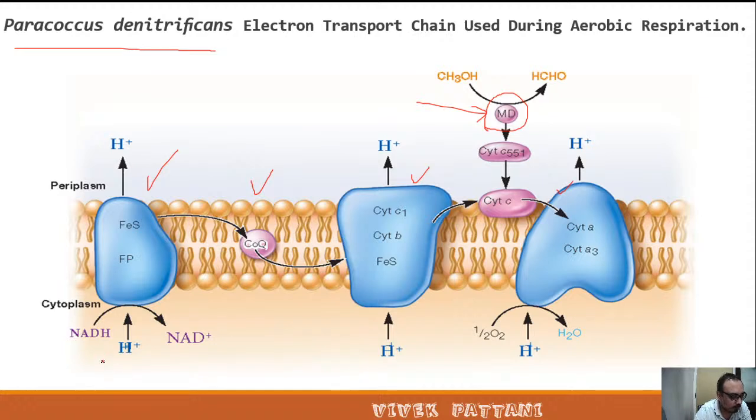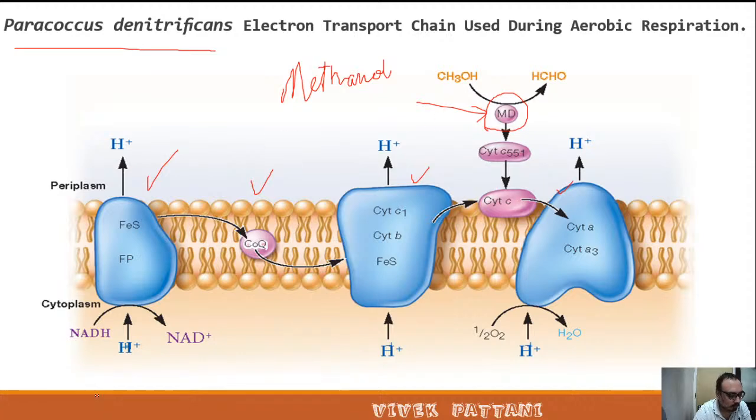I am repeating the whole process again. NADH will be converted into NAD, hydrogen ions will be pumped into the periplasm. The electrons are transferred from FES to coenzyme Q to cytochrome B, FES, cytochrome C1. At this point also, hydrogen protons are pumped into the periplasm, and these electrons are transferred to cytochrome C, and then to cytochrome A and cytochrome A3, which in a combined manner act as oxidases. At the same time, methanol will be converted into aldehyde with the help of the enzyme methanol dehydrogenase, and further they are passed on to cytochrome C551 to cytochrome C.